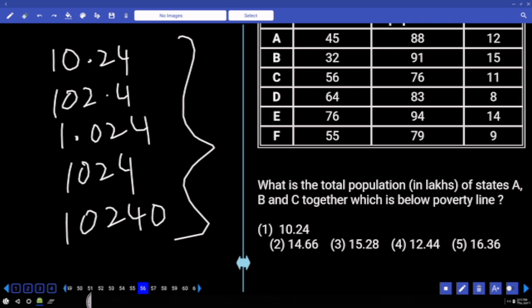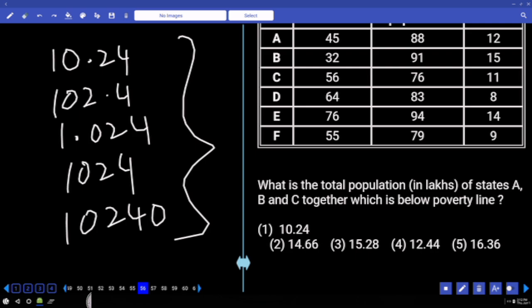Actual number ante lakhs lo teeskokunda, thousands lo teeskokunda, crores lo teeskokunda, original number 45 lakhs ni atlane rasi dani meeda percentage calculate cheyali. Arthamainda? Yes. If options are like this, then your number is so important.